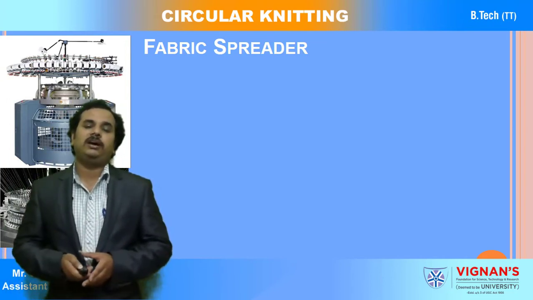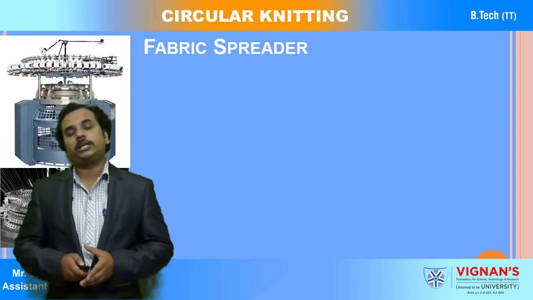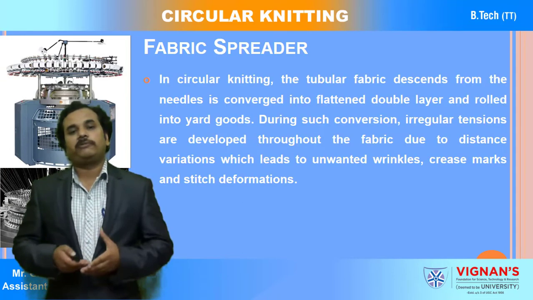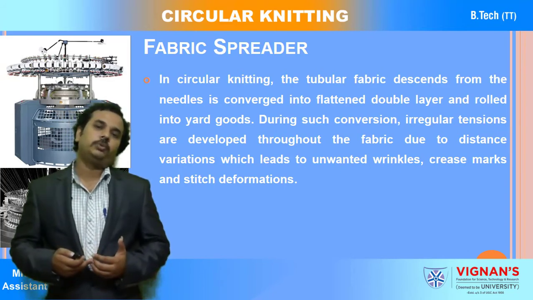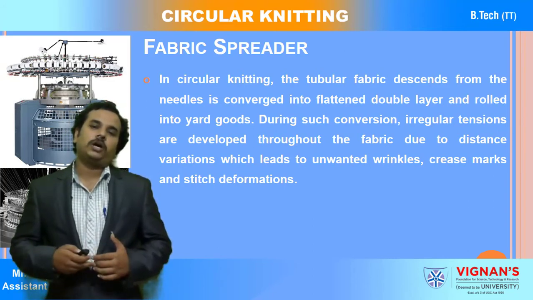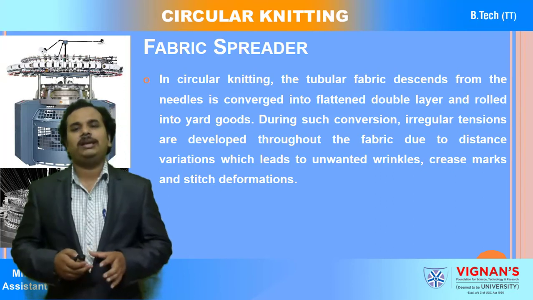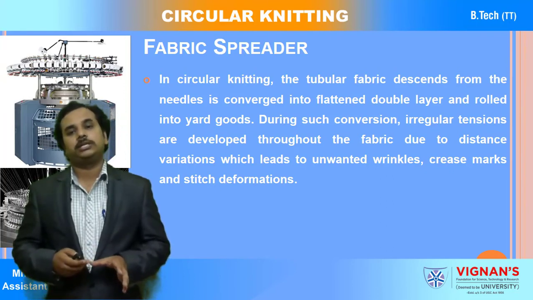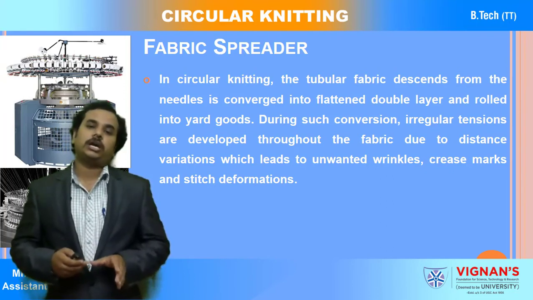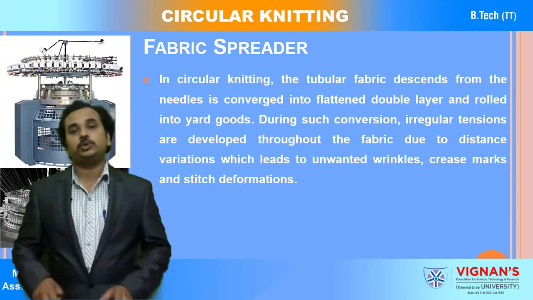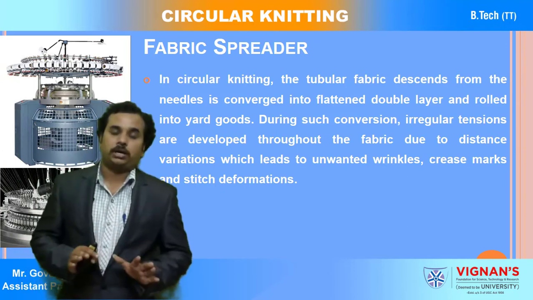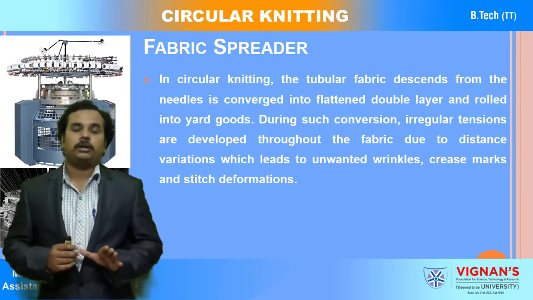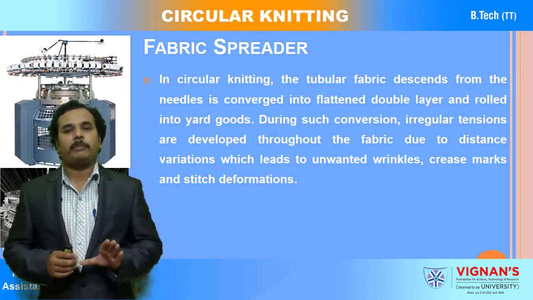What exactly is the fabric spreader? After the loop formation, the fabric is going to be made. Then this fabric needs to be spread, because there should not be any wrinkles or creases. If wrinkles or creases are formed and it is wound into the cloth roller, it will become like a permanent mark. So it should not be there. That is why we should have a fabric spreader.